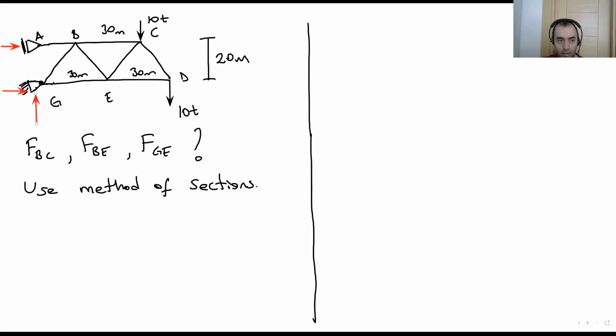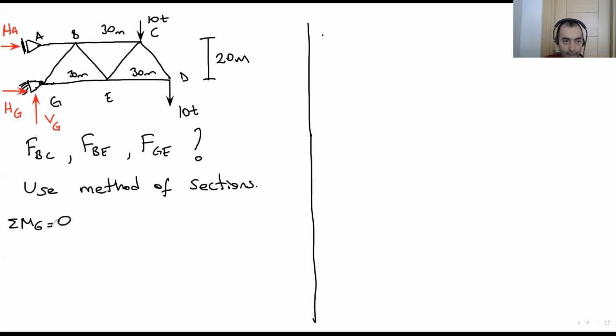Okay. What is it? The first one is, for example, I'd like to use the same A. This is A, horizontal A, horizontal G, vertical G. Okay, let's calculate the support reactions. Let me write them here. Total M.